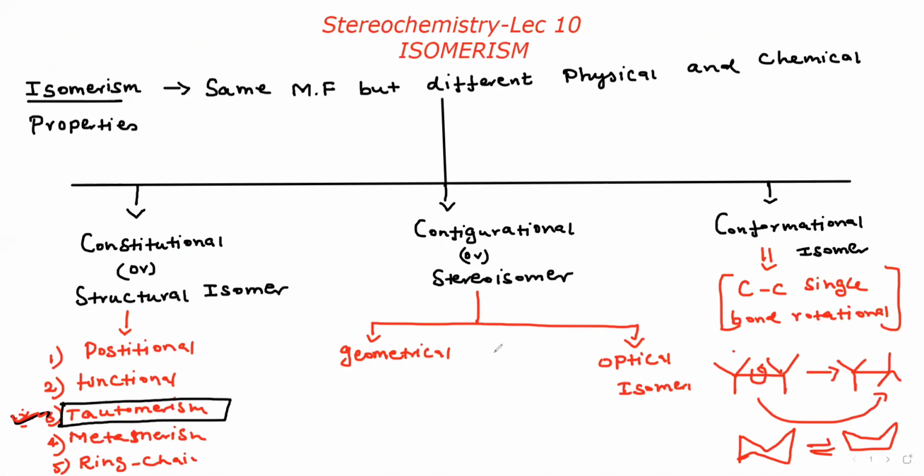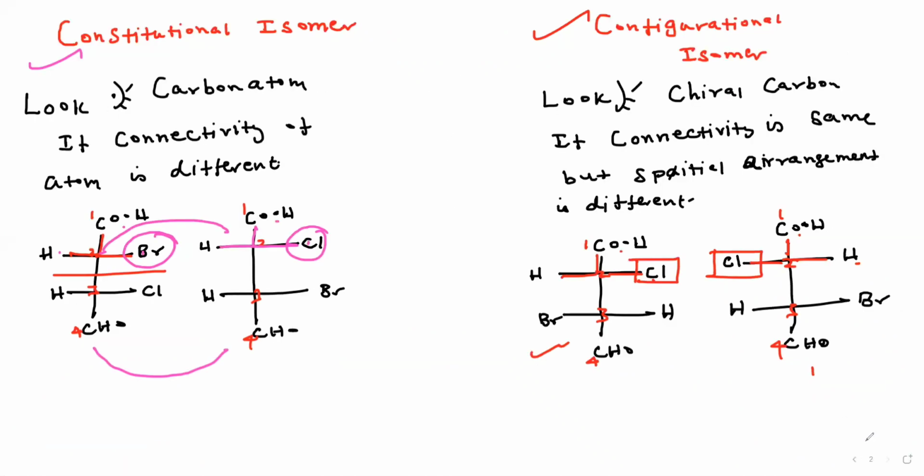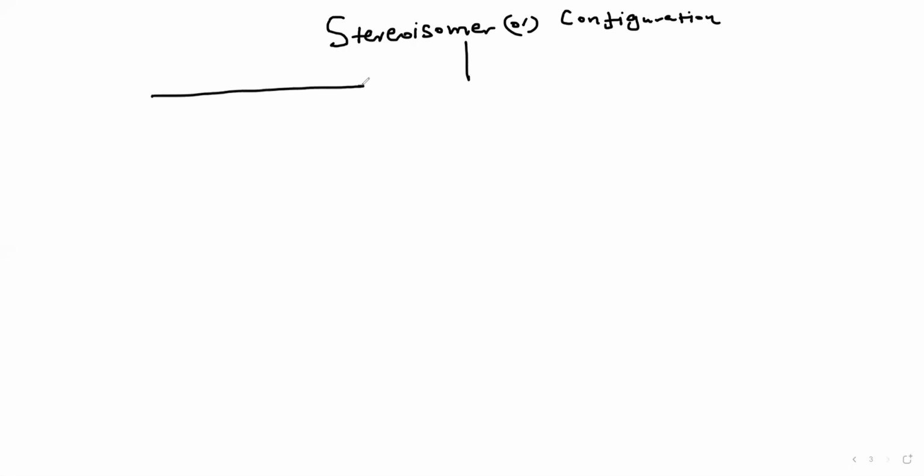Okay. I'm going to discuss the difference, the classification in geometrical and optical. Okay, see one by one. Now, very important classification. Please note. Now see. Now stereoisomer. What is stereoisomer? Configuration isomer. Stereoisomer is also called configuration isomer. The configurational isomers are classified into two types. What are the two types? One is geometrical, one is optical.